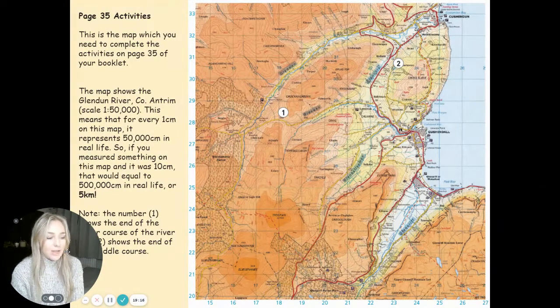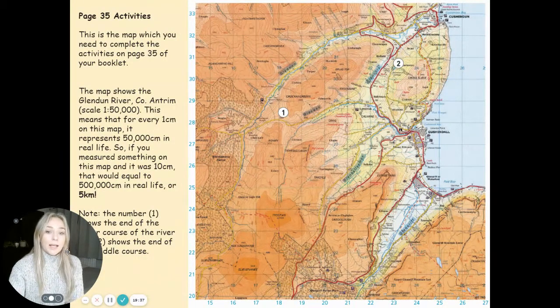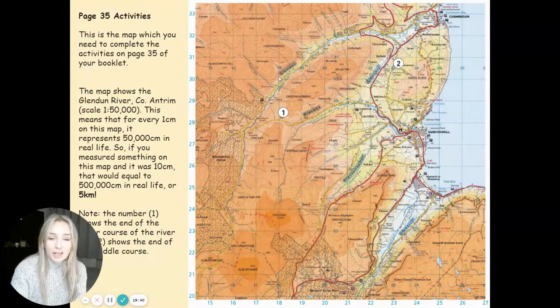Number 3 says, in the upper course of the Glendon River, there's a waterfall. Give the 4-figure grid reference for that river. So the first thing you want to do here is study the map and see if you can find this river. It says the Glendon River. If you look carefully on this map, there's quite a few rivers, and the rivers are represented by those little blue thin lines. The Glendon is up here, and in order to find that, you're just going to have to read the names around it. It's like looking for a town on a map. You just need to look for the name of it. Same for the names of the rivers.